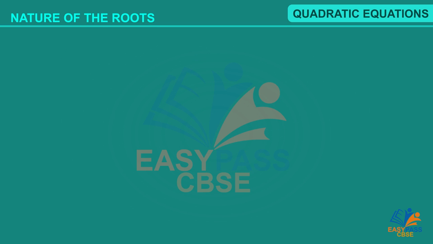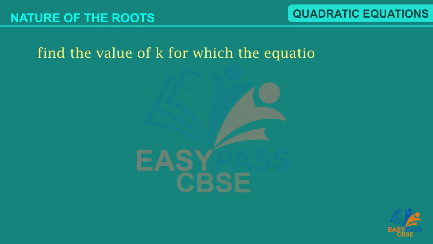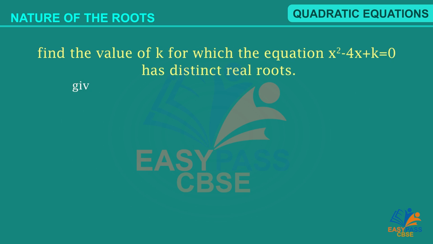Next question. Find the values of k for which the equation x square minus 4x plus k equal to 0 has distinct real roots. So you have to find a k value such that the equation has distinct real roots. Having distinct real roots means the discriminant is more than 0. Here a is equal to 1, b is equal to minus 4, c is equal to k.